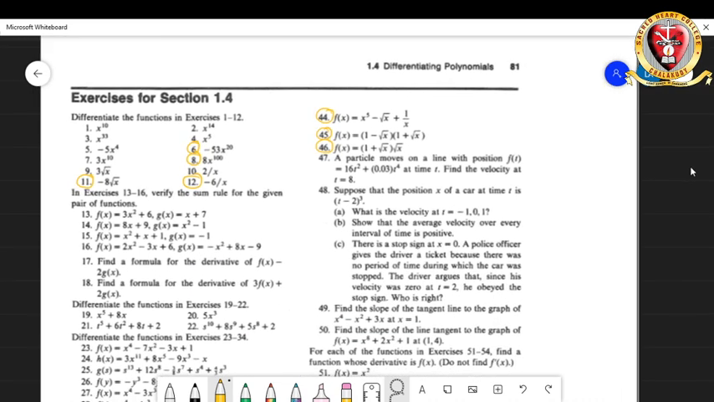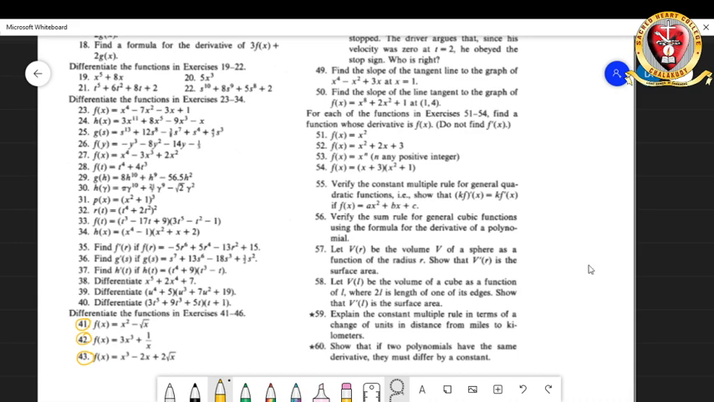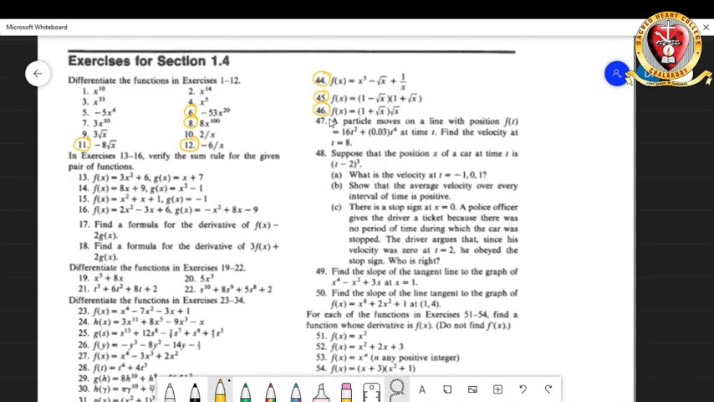Also solve exercises 6, 8, 11, 12, then 41, 42, 43, 44, 45, 46.